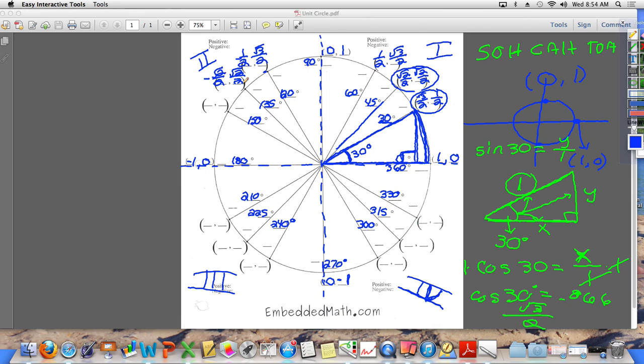Next one, cosine 150. It's going to be the opposite. Negative square root of 3 over 2. Yes, it's going to be the opposite of 120 degrees, so it's negative square root of 3 over 2, and the sine is 1/2. Do the same thing all the way around the circle.